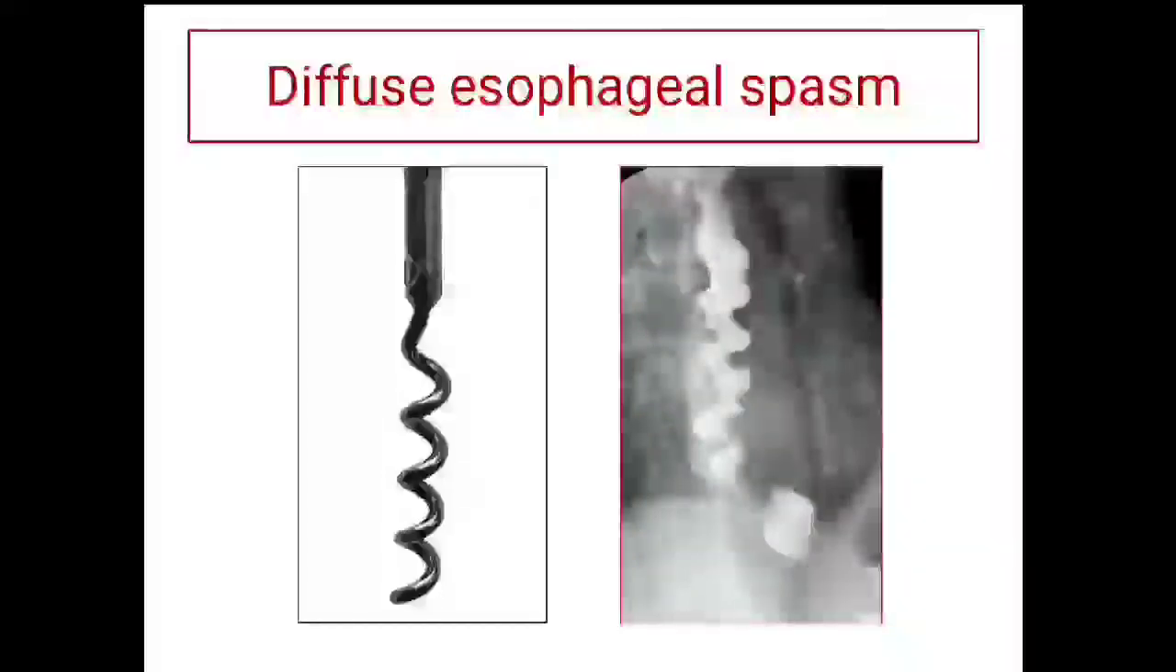Suddenly, the patient will experience retrosternal pain, and it will be very difficult for food to pass down. Because it also responds to smooth muscle relaxants like nitrates, it's very difficult to differentiate from angina. In both cases, if we do esophageal manometry, we will find that the pressure at the lower end of the esophagus, or in the second case, throughout the esophagus, has been elevated.